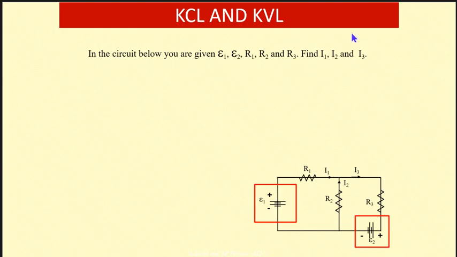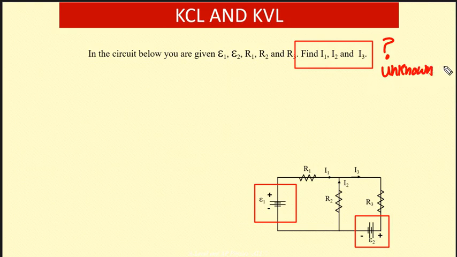As you can see in this question, we need to find I1, we need to find I3, so we have to find this. You can see there are three unknowns. It means we have to find three equations. The number of unknowns is three, so we need at least three equations to find all the unknowns. So let's try to answer this now. We will use KCL and KVL.